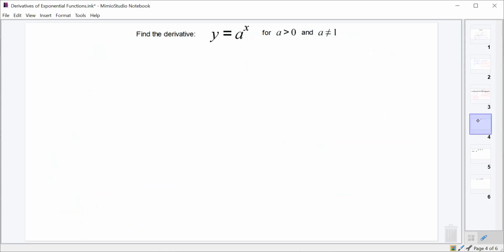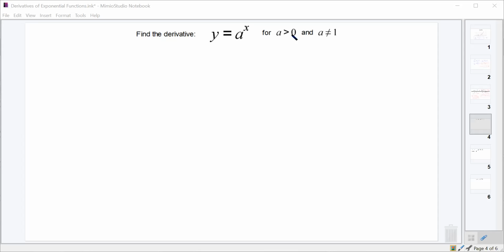But we also might not just have e to the x. What if we had a to the x, any constant? So any positive value of a other than 1. Any thoughts on how we'd go about that? Anybody? Could we use the same method that we used for e to the x?